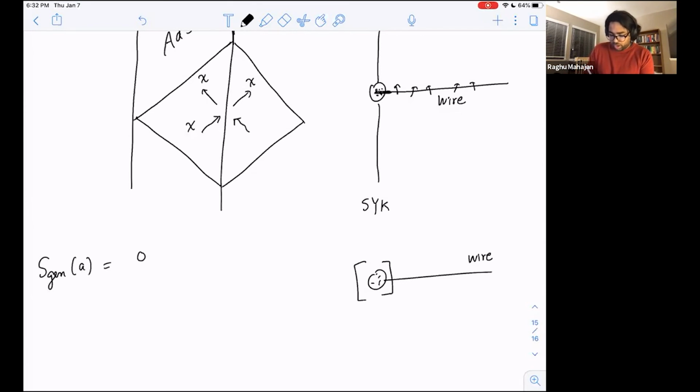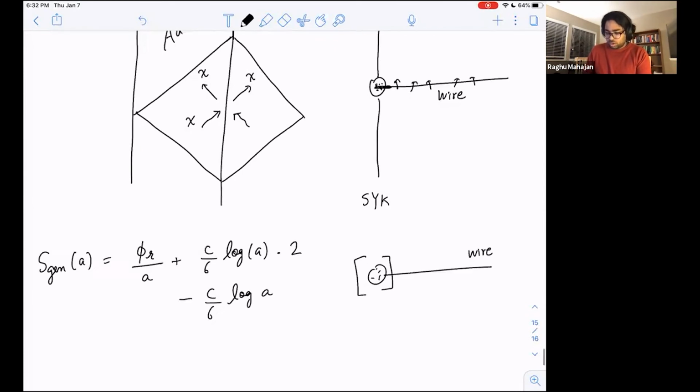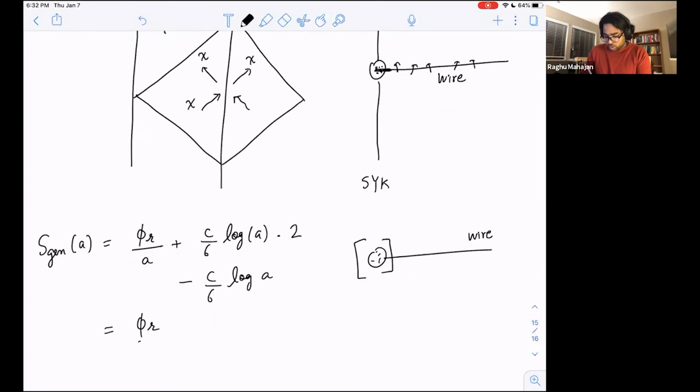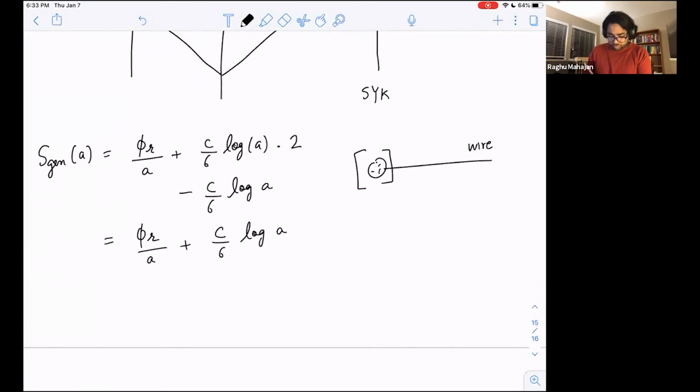It will be equal to phi r over A plus c over 6 log A. But now there will be a factor of 2 because there's a left mover and a right mover, minus c over 6 log A from the omega. So now you see these two terms don't cancel. You get phi r over A plus c over 6 log A. So this now is some simple function, but it's a non-trivial function. We have to extremize this. We take a derivative: minus phi r over A squared plus c over 6A.